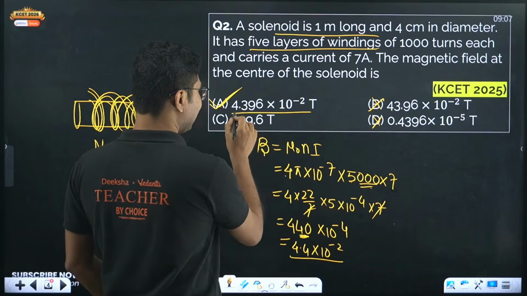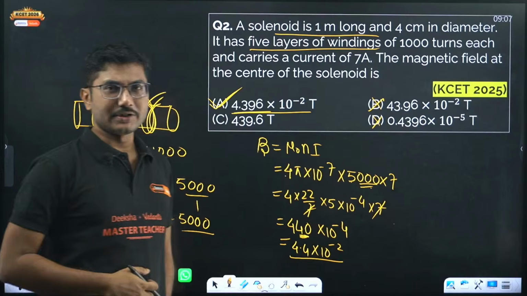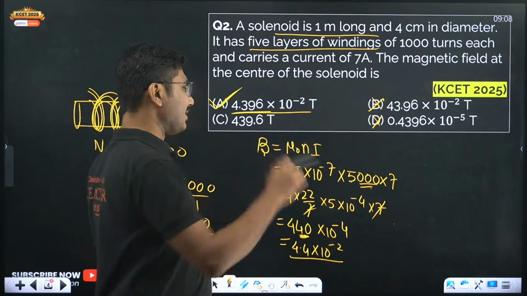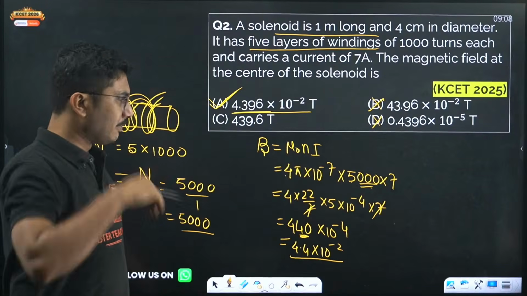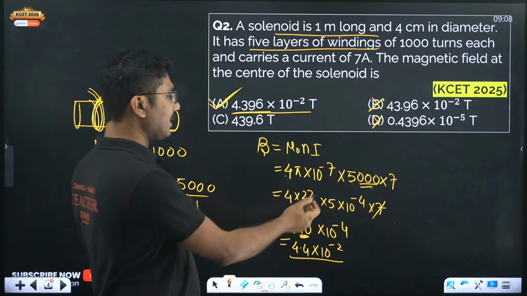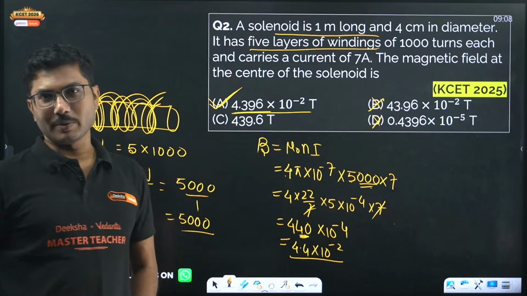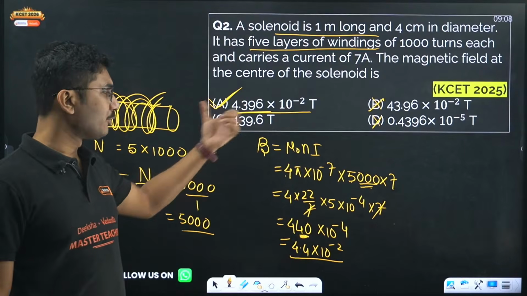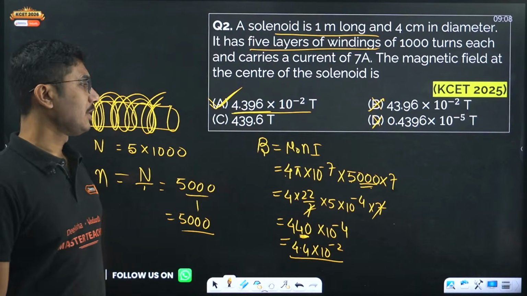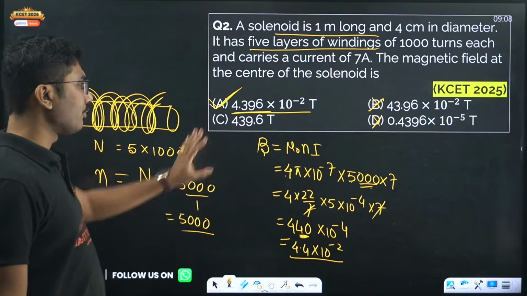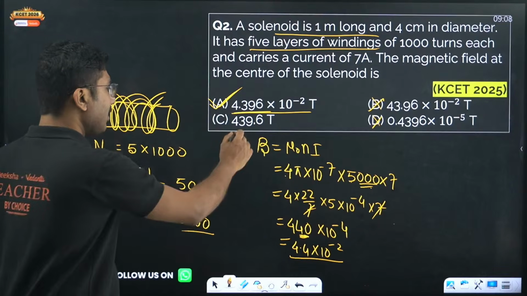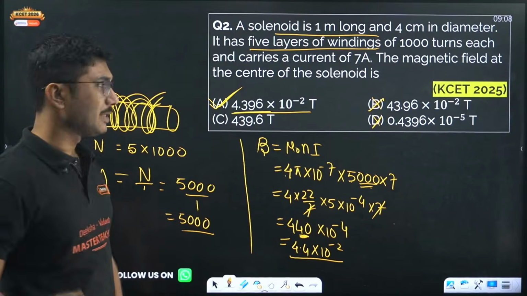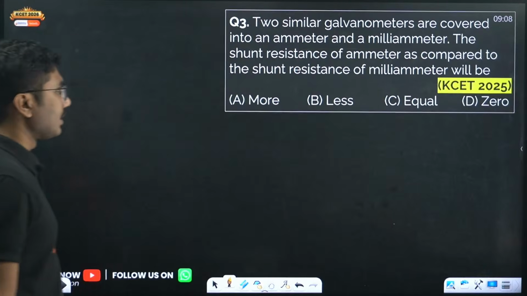Now, why is there a difference in the question? It is 4.396, and we got 4.4. Obviously it is very close. But why is there a difference? Because we have taken the pi value as 22 by 7. It does not matter. As long as you have calculated it properly, you should get a very close match to the value. Based on the question, you have to adjust your answers such that you don't have to do a lot of mathematics. This is very, very important.